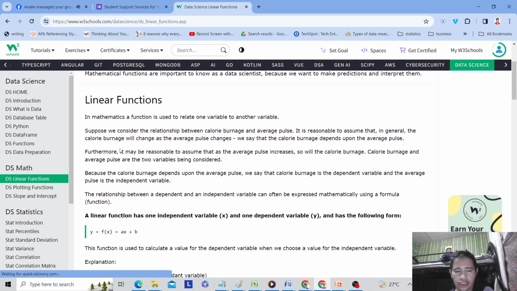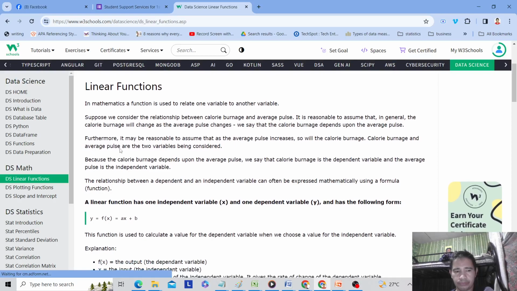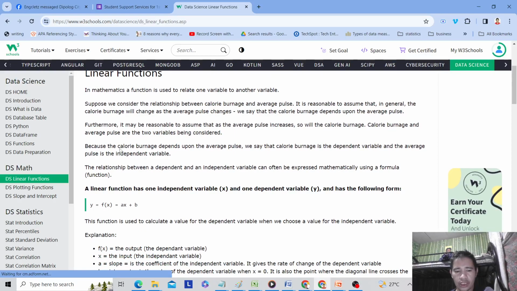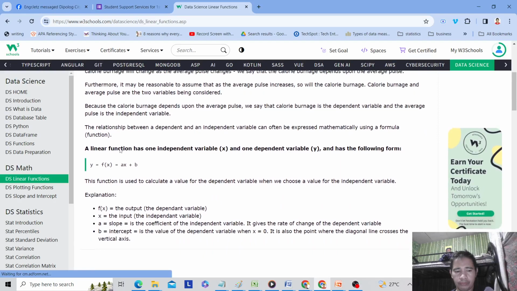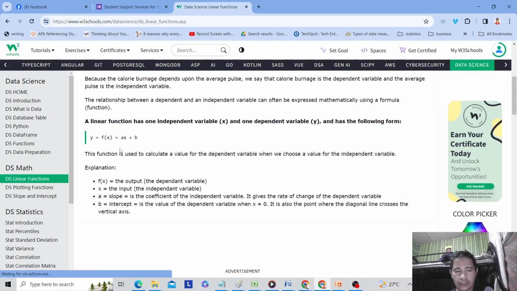Because the calorie burnage depends upon the average pulse, we say that calorie burnage is the dependent variable and the average pulse is the independent variable. The relationship between a dependent and independent variable can often be expressed mathematically using a formula or a function. A linear function has one independent variable x and one dependent variable y and has the following form: y equals f(x) equals ax plus b. This function is used to calculate the dependent variable when we choose a value for the independent variable.